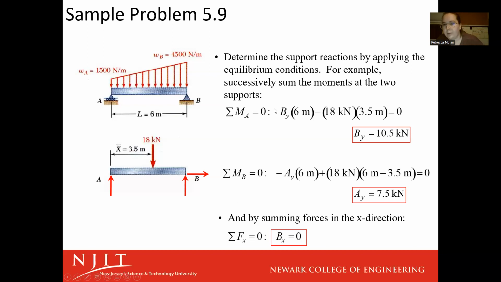I did both of them though. So you can see both of them there. So the summation of moments should be equal to 0, let's start with A. The perpendicular distance to our 18 force is that X bar that we solved for, so that's 3.5. That force is going down, so this is going to cause a clockwise rotation, which is going to be a negative moment. So that's where we get this negative 18 kilonewtons times 3.5 meters.